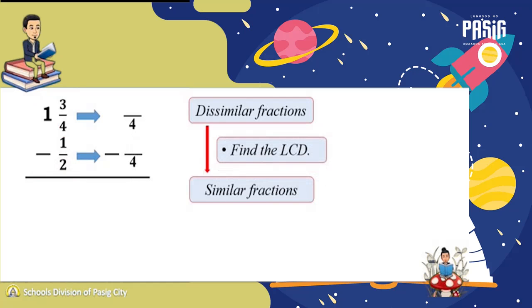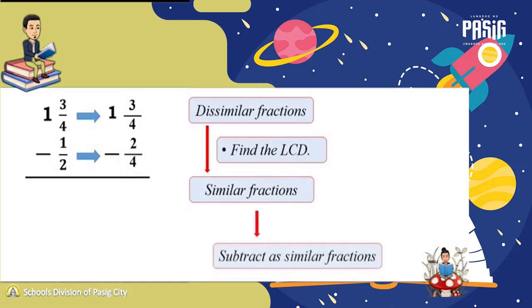So let's find the numerator. 4 divided by 4 equals 1. 1 times 3 equals 3. Copy the whole number. Again, for the second fraction, 4 divided by 2 equals 2. 2 times 1 equals 2. So the fractions are now similar.